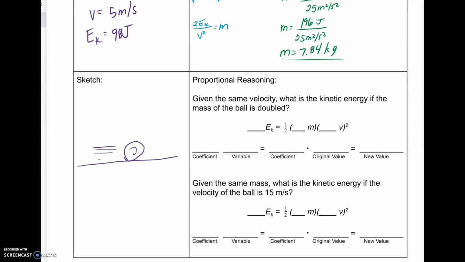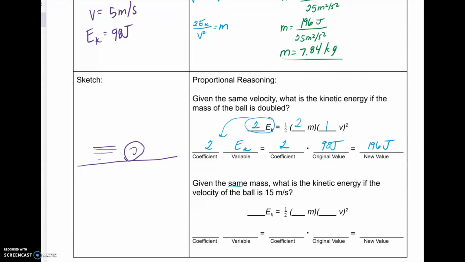Okay, so next one is, given the same velocity, what is the kinetic energy if the mass of the ball is doubled? So, same thing as the previous problem. We have 1 squared times 2. This is going to be 2. So we have 2 EK. We're going to multiply it, and our original value is 98 joules. So 2 times 98 is going to give us 196 joules.